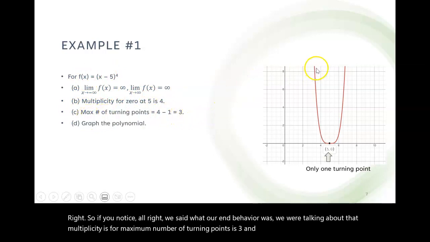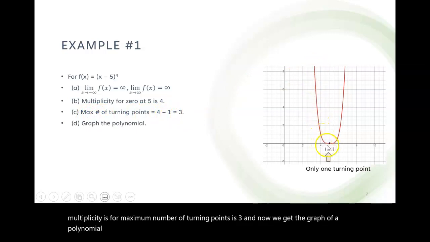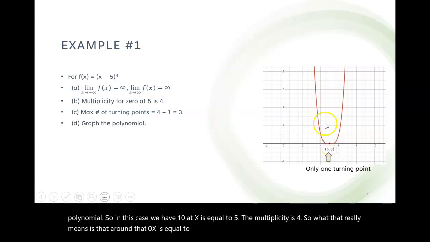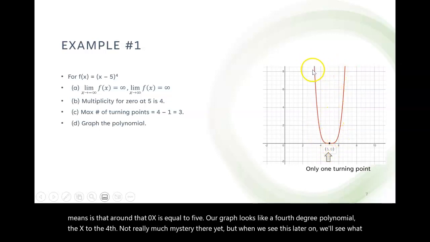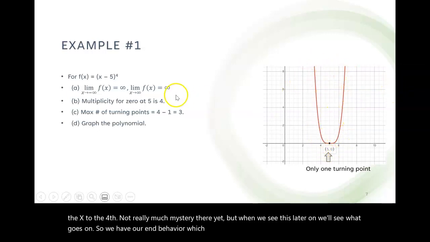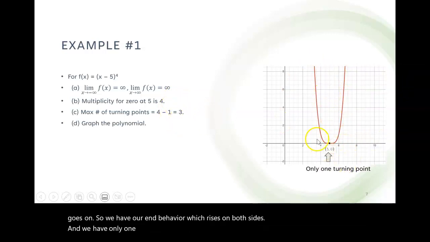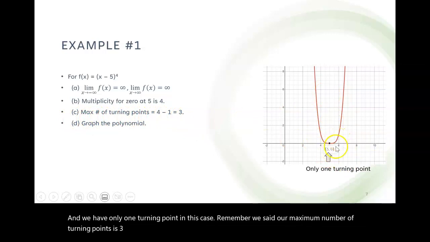And now we get a graph of the polynomial. So in this case, we have one 0 at x is equal to 5. The multiplicity is 4. So what that really means is that around that 0, x is equal to 5, our graph looks like a fourth degree polynomial, the x to the fourth. Not really much mystery there yet, but when we see this later on, we'll see what goes on. So we have our end behavior, which rises on both sides, and we have only one turning point in this case. Remember, we said our maximum number of turning points is 3. Well, in this case, there's just one of them.